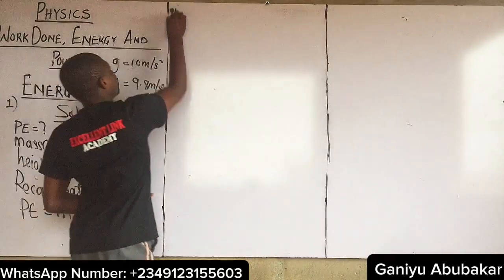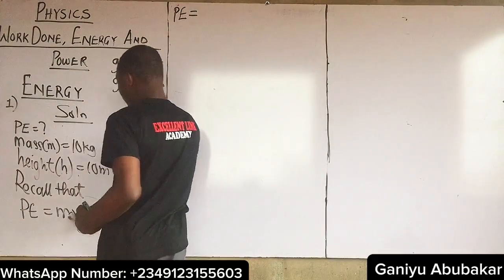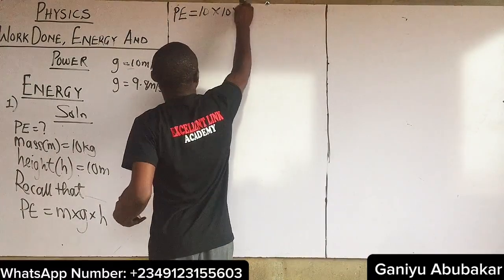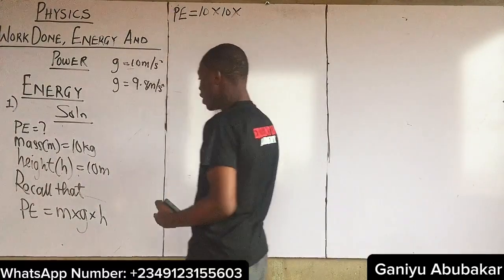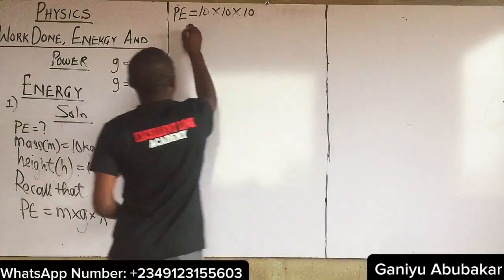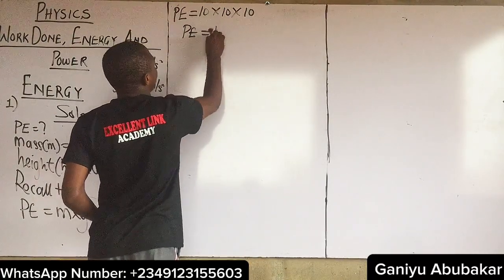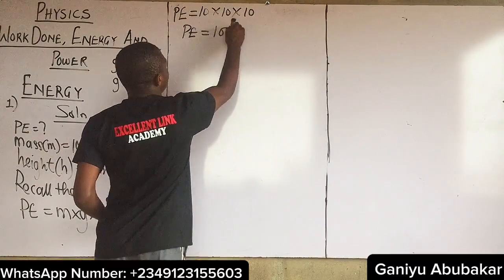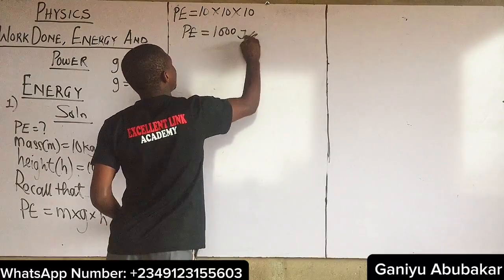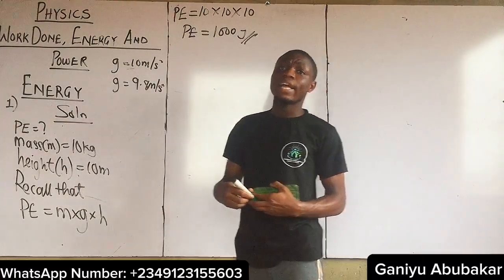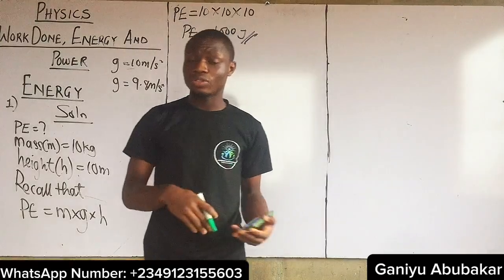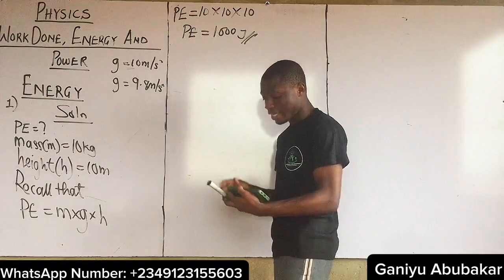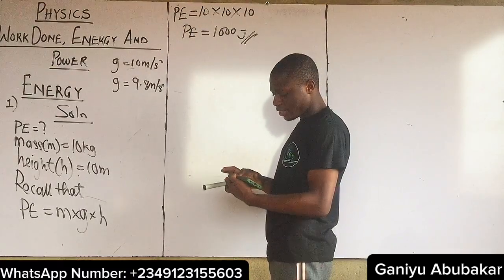So my potential energy is equal to mass, 10, multiplied by gravity, let's use 10, multiplied by the height, h, that's 10. So from here, potential energy is equal to 1000 joules, please. Note that potential energy and kinetic energy are measured in joules. So that becomes 1000 joules as my answer to that question.